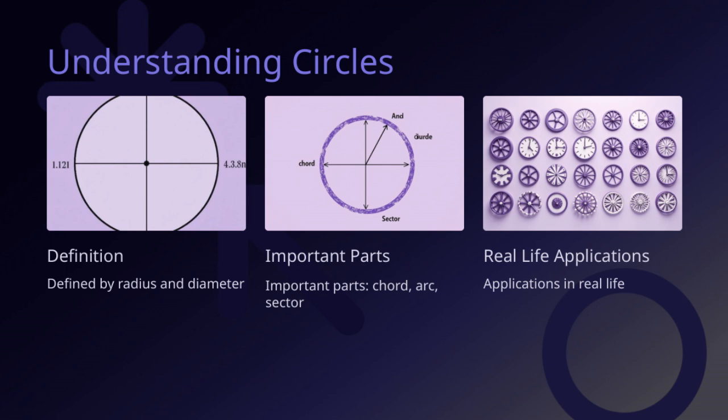The key to understanding these parts is knowing that they're all defined by the circle's radius and diameter. The radius is the distance from the center of the circle to any point on its edge, and the diameter is the longest distance across the circle, passing through the center. These measurements are fundamental because they determine the size and shape of all these parts.